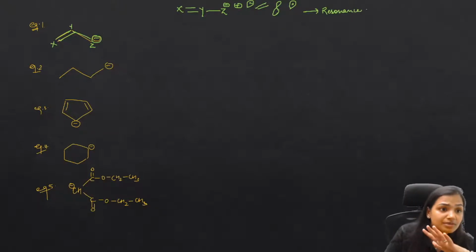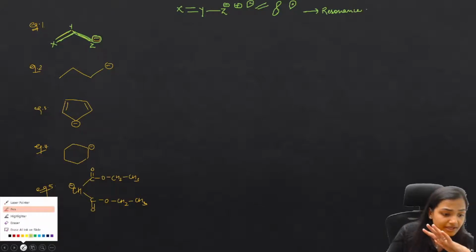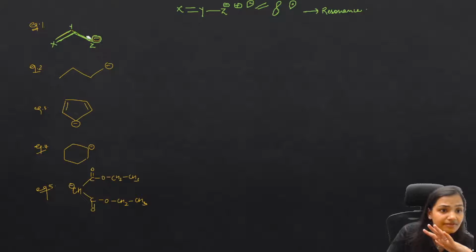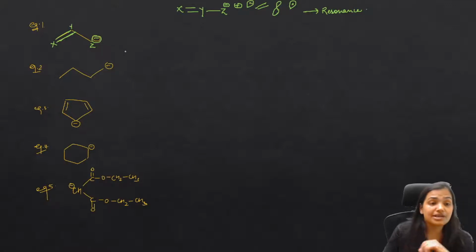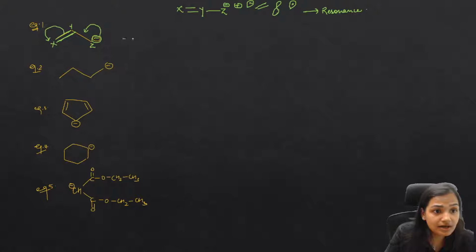So definitely, because this is forming an XYZ system, and here over the Z we do have a negative charge. So what can we say? We can say that here we will be having a resonance, okay? And because of this resonance, the hybridization will change. This will go here and this will go here.